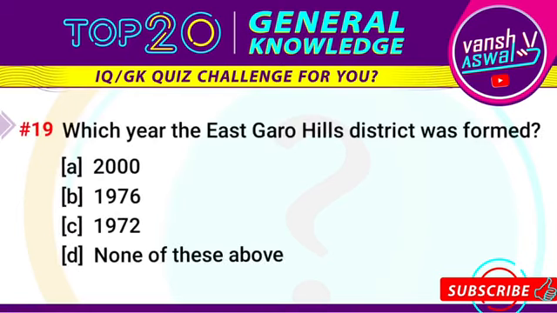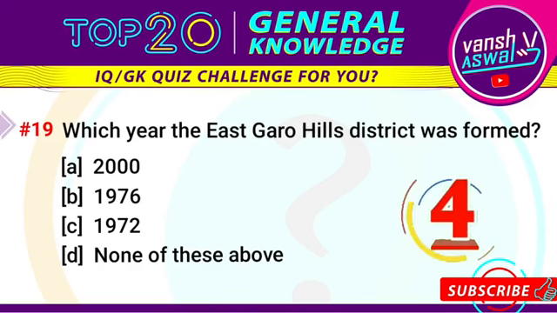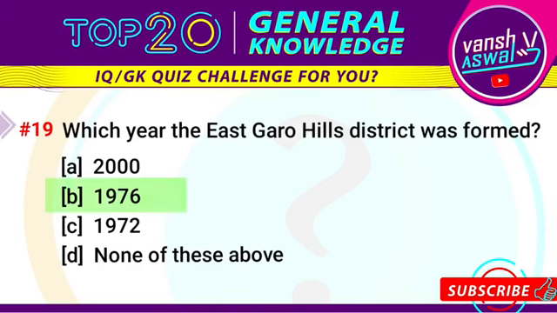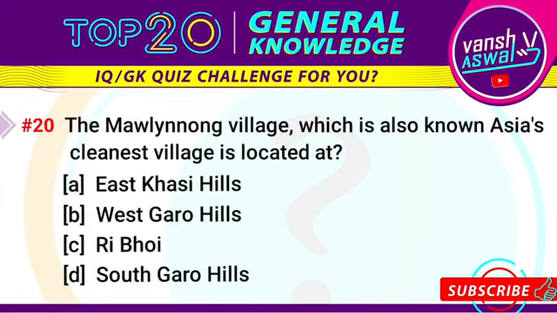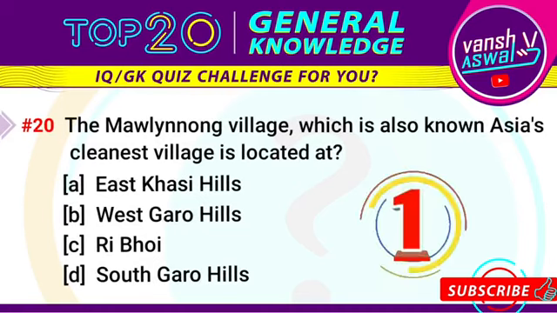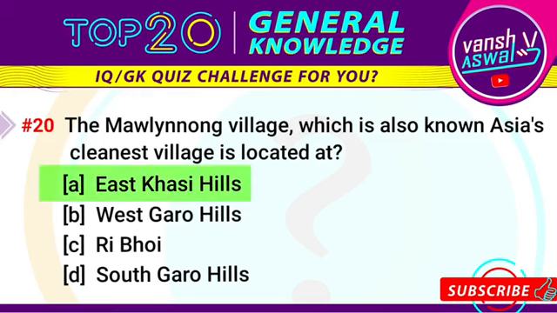Question number 19. Which year the East Garo Hills district was formed? Right answer is 1972. Question number 20. The Mauli Nong village, which is also known as Asia's cleanest village, is located at? Right answer is East Khasi Hills.